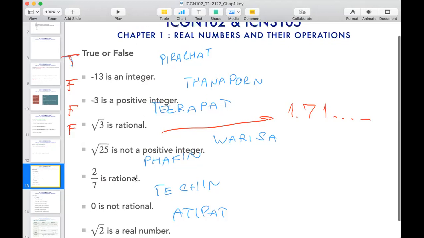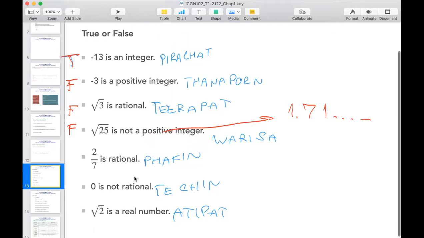Number, hang on. Yeah, number 4, sorry. Number 4, Warisa, false. Why is that? Oh, I'm sorry. I think next time I should bring some wireless.